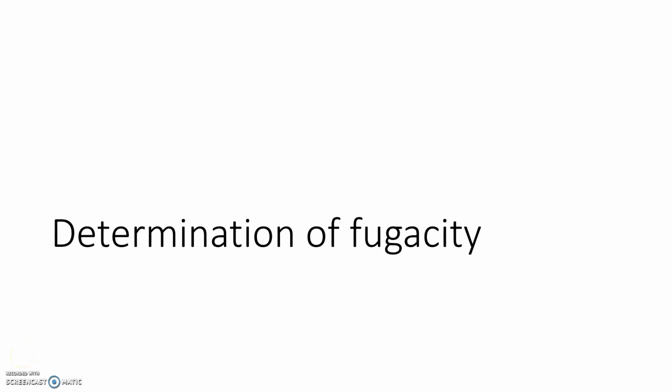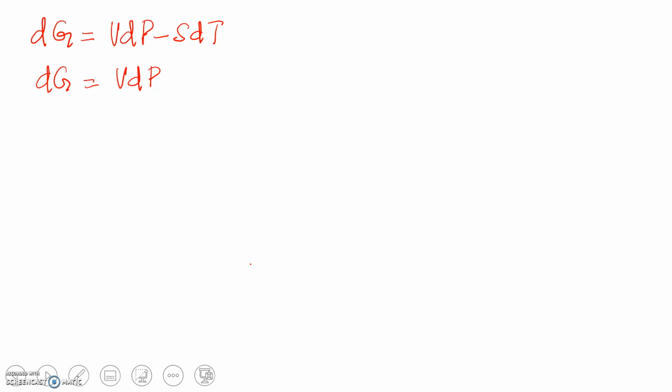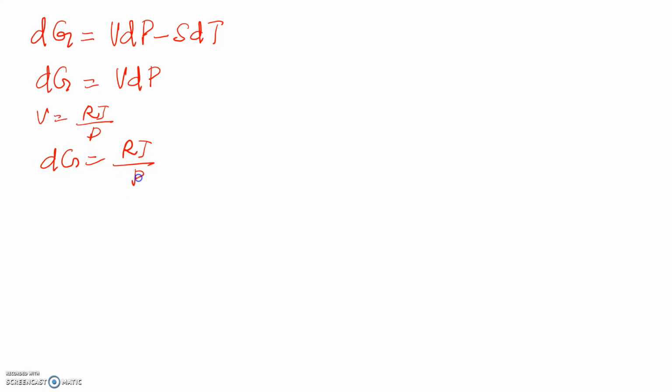Now let's see how we can determine the fugacity. We have the basic equation dG = V dP - S dT. At constant temperature, this equation becomes dG = V dP, which is applicable for ideal gases. For ideal gases, we substitute V = RT/P, and this equation becomes dG = RT/P dP, that is equal to RT d ln P.